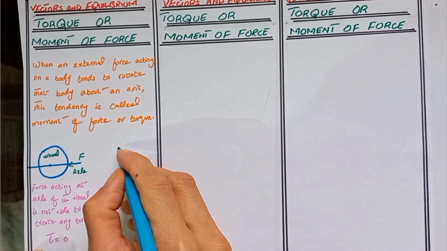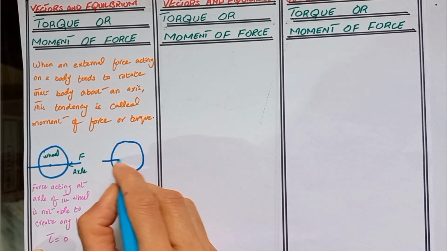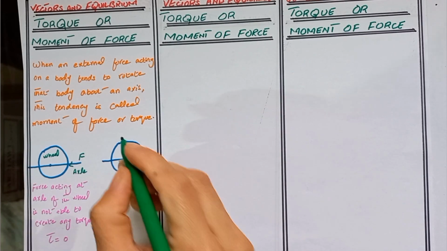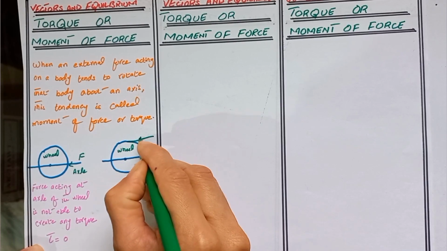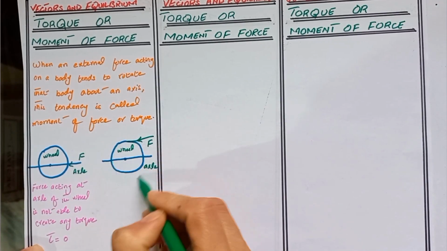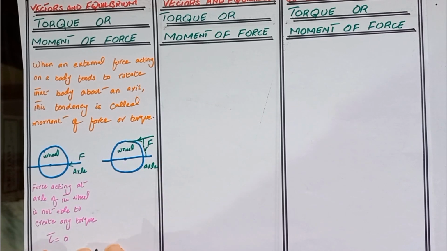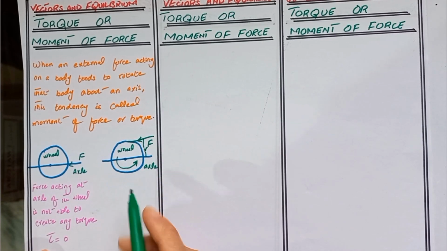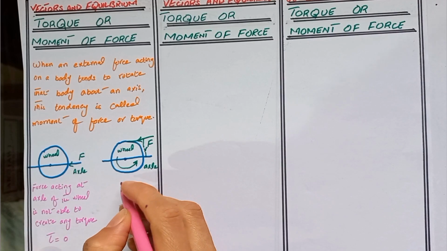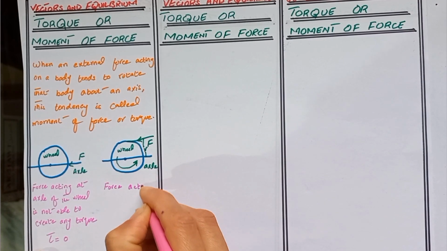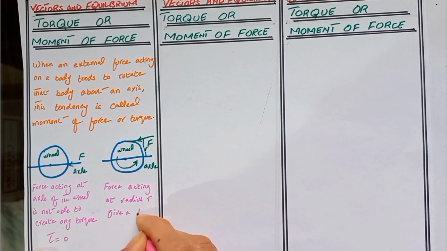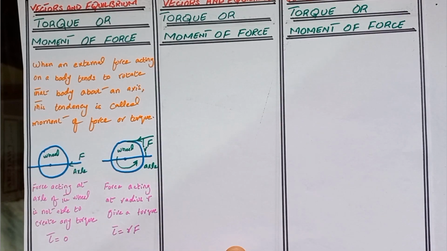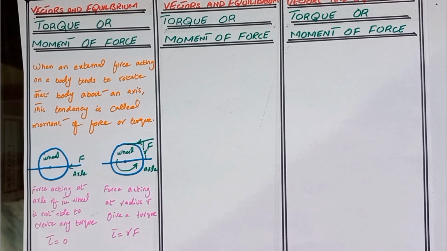Now we discuss another force that is acting on the wheel, but not on the axle. This is also the wheel, and this is the axle of the wheel. Now the force is acting in this direction on the wheel. This force is able to rotate the wheel. This is the distance r from the axle. So here we write that a force acting at radius r gives a torque. So torque is equal to r into force F. This is about the torque or moment of force, how we produce the torque.